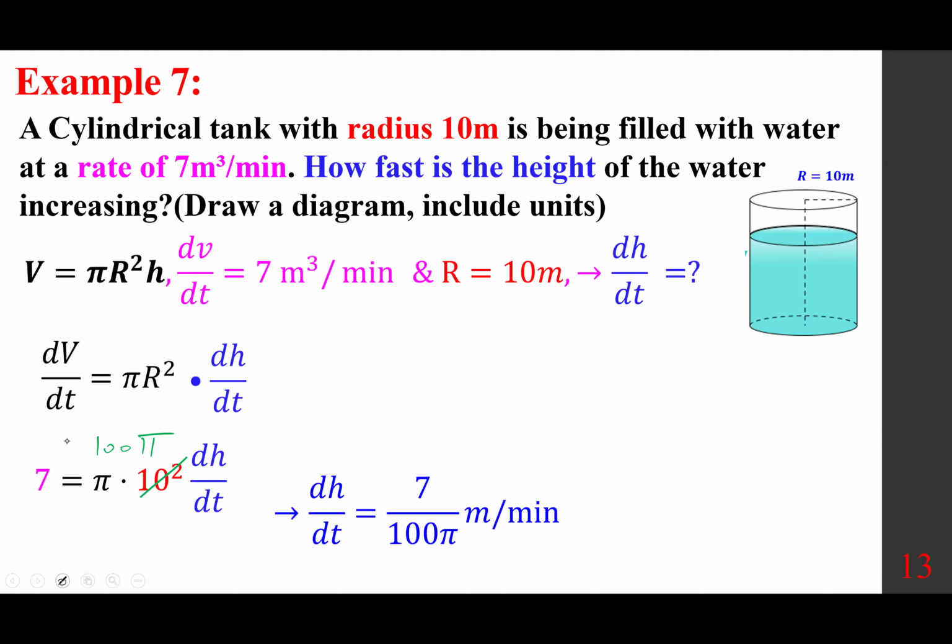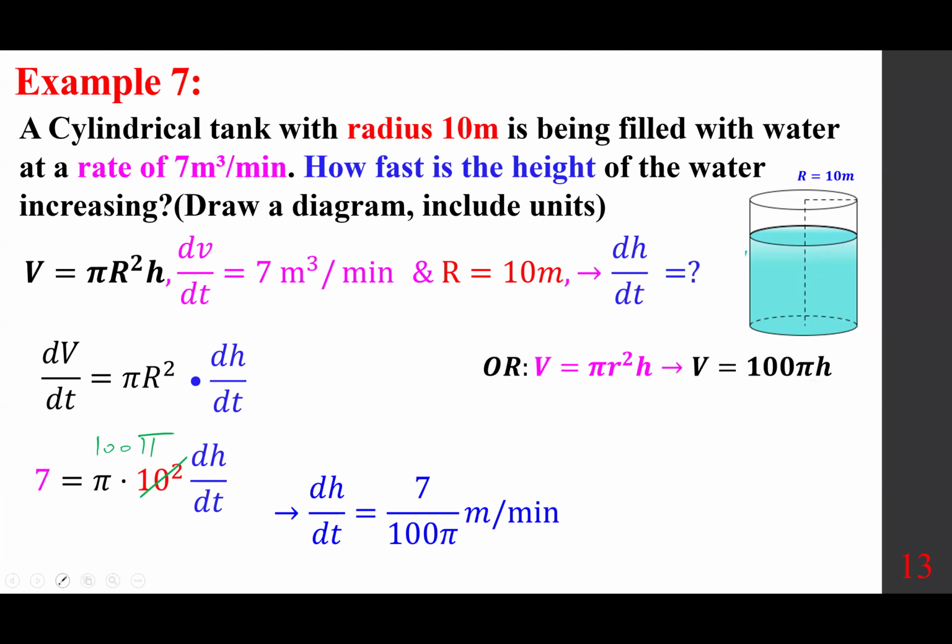And again, this is an exact answer. Units of the height over the units of the time. Meters per minute. This was cubic meters. That means this is in meters. 7 over 100 pi meters per minute. The other one is that right here, everybody, change the R to 10. 10 squared is 100 and deal with 100 pi.